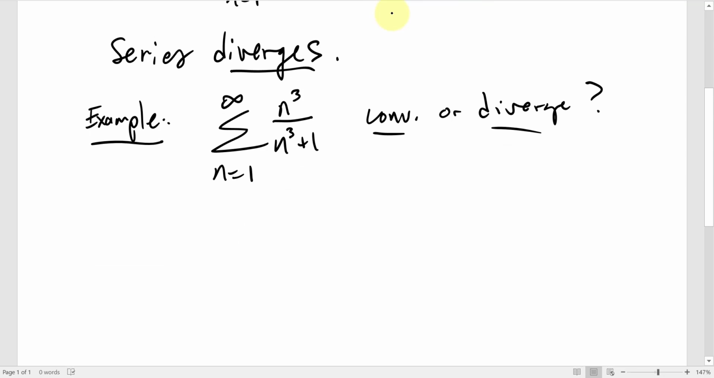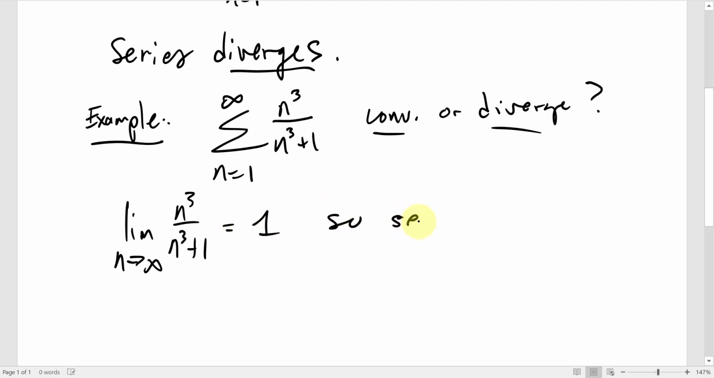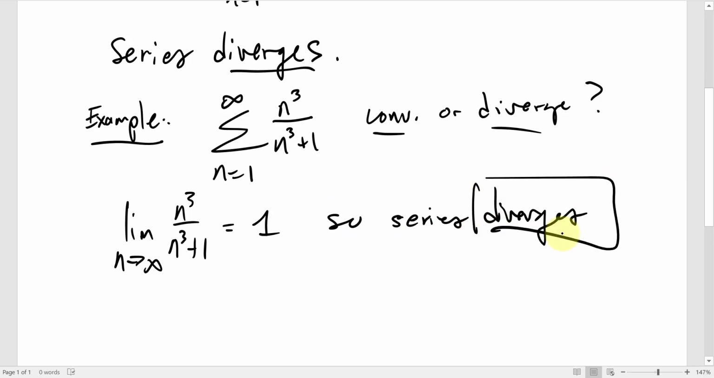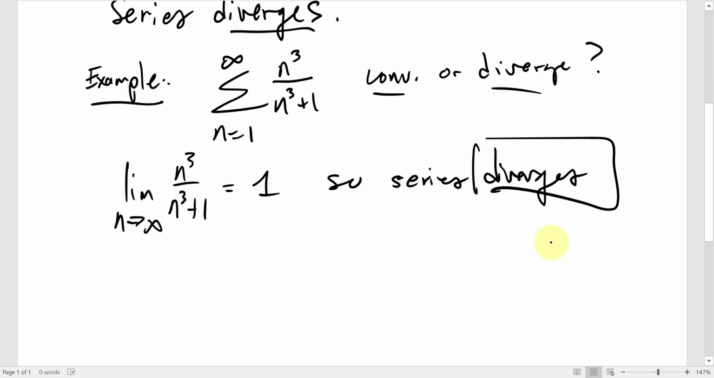So what happens with this one is that we look at the sequence of terms: the limit as n goes to infinity of n cubed over n cubed plus 1 is equal to 1. So the series diverges. And that's the end of the story. Diverges. But I think there are a lot of ideas that people get confused with in the language here. So let me try to say something I hope helps.